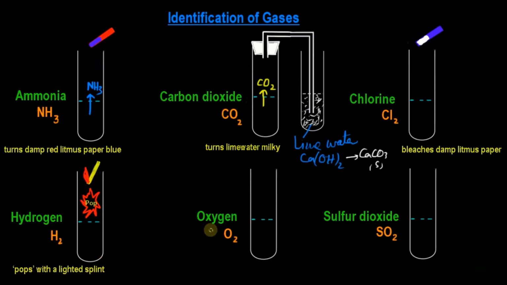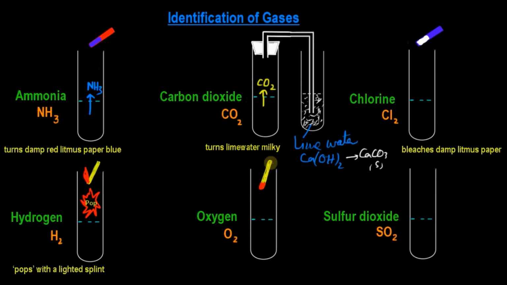The next gas that we have to identify is oxygen gas. Oxygen gas is a supporter of combustion. It does not burn itself. So what we do is take a glowing splint. What do you mean by glowing splint? A glowing splint is, let's say, a burning matchstick that you just extinguish. When the burning matchstick is extinguished, it remains red from the tip for a few seconds. That is known as the glowing splint.